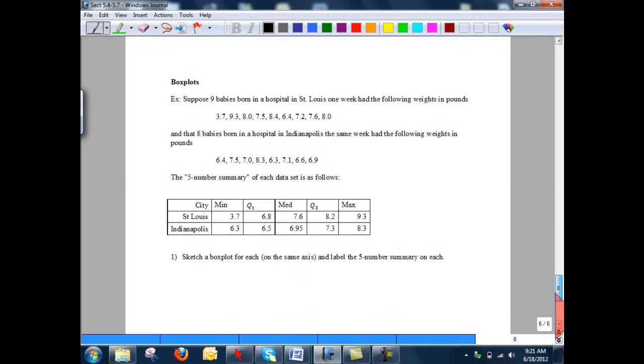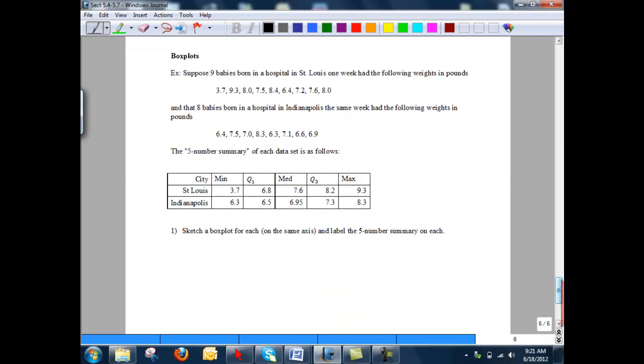Let's look at an example of a type of graph that is related to the IQR. Let's go back to this example, and here are the babies. Suppose this hospital is in St. Louis, and here are the baby weights. And suppose I look at another hospital in Indianapolis the same week, and babies born there had the following weights, and I want to do some sort of comparison between the two. Let's look at a graph, an example of a graph called a box plot to do that.